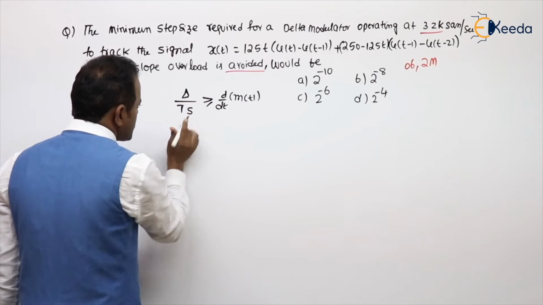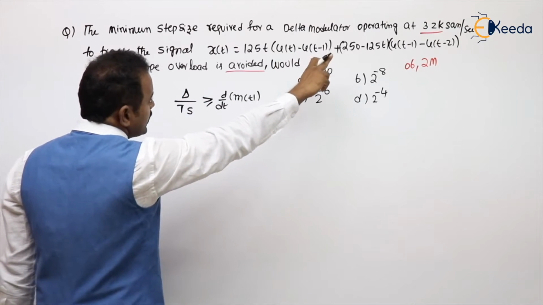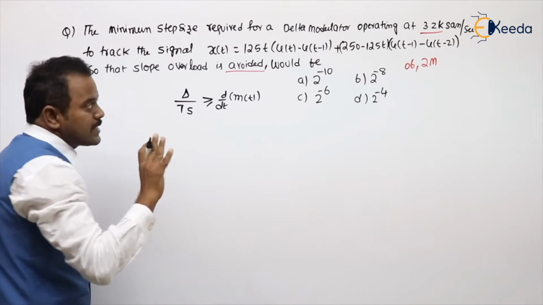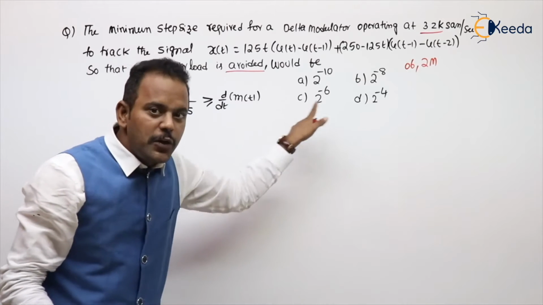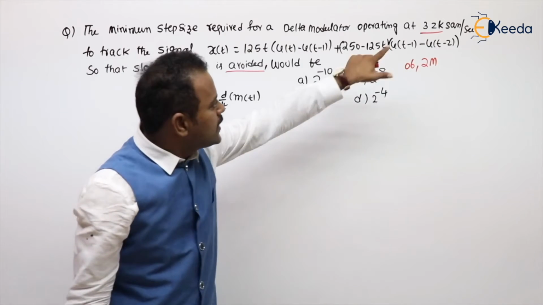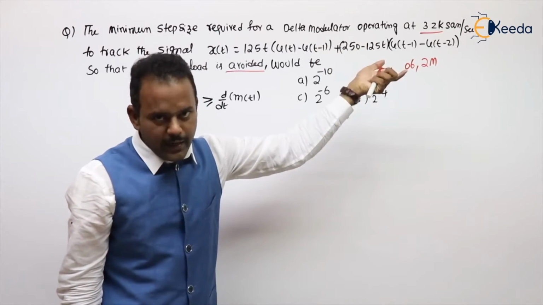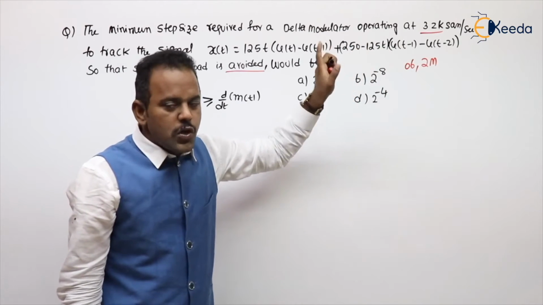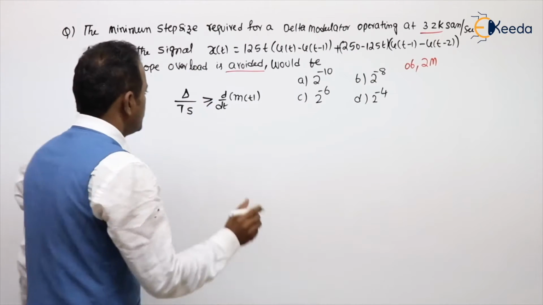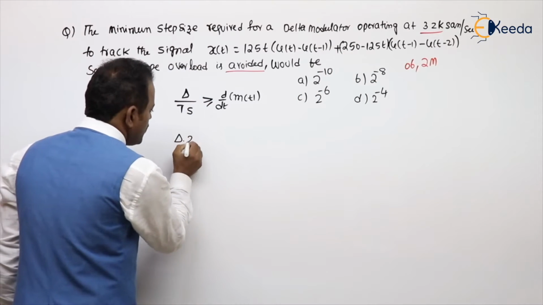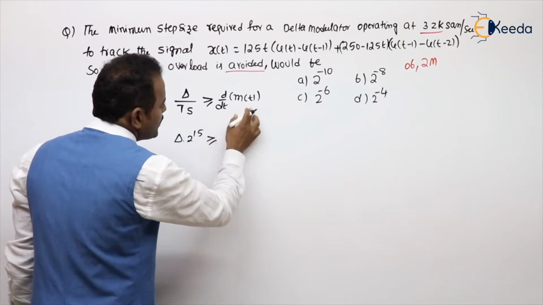1 by Ts is called fs. What is the fs value given? 32k. By seeing the options you need to get the logic that all are given in powers of 2. So 32 means 2 power 5, k means 2 power 10 approximately. So 2 power 5 into 2 power 10 is 2 power 15. So delta into 2 power 15 is greater than or equal to the slope of this.